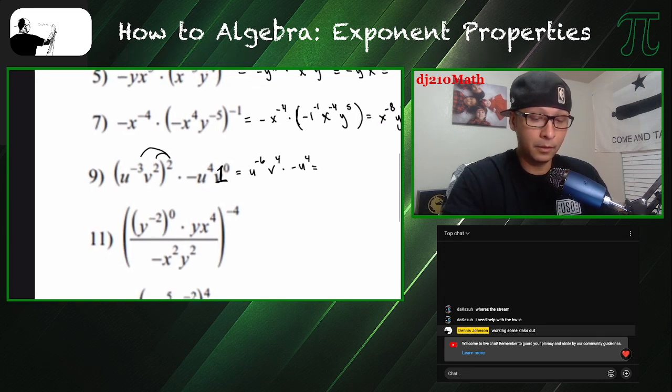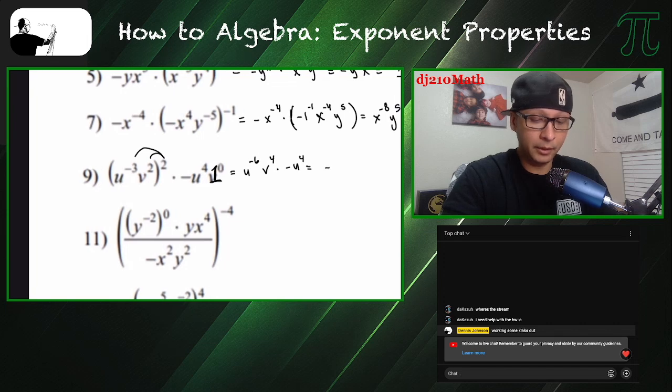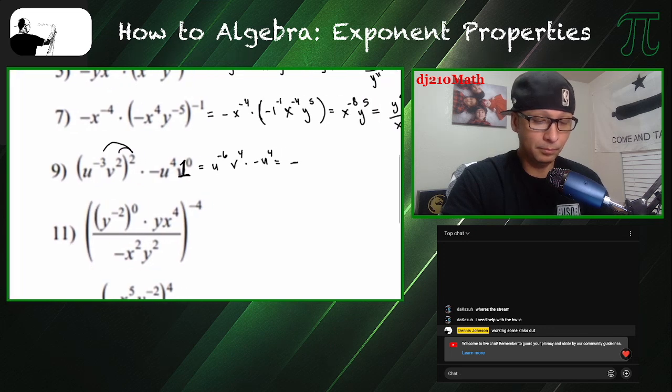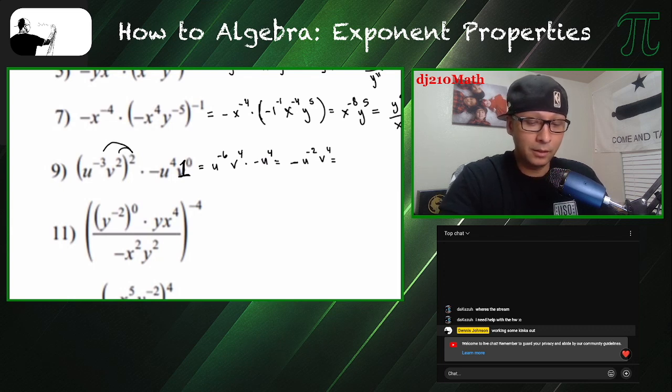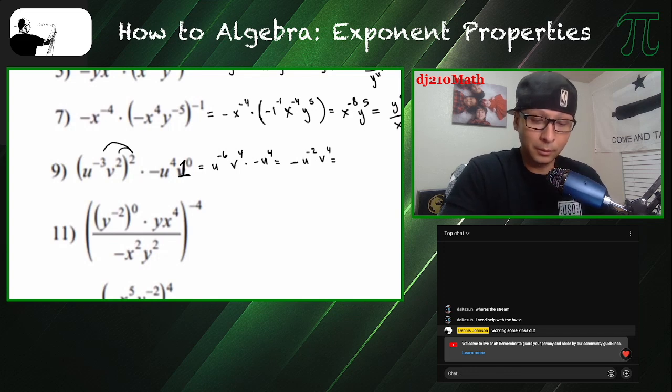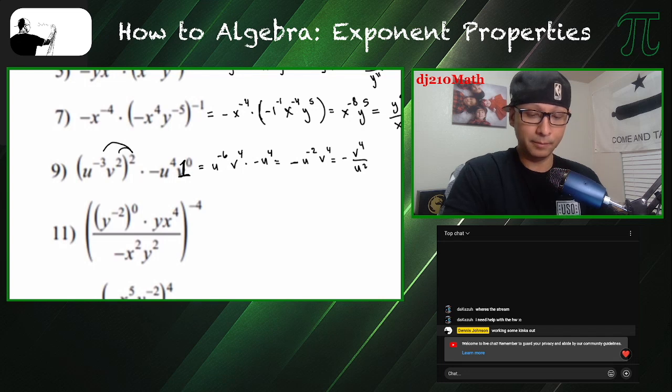So negative, right, because there's one negative term. So negative u. We're going to add the exponents: negative 6 plus 4 is negative 2. v to the 4th. All right, there's only one term with the negative exponent, the u. So we're going to have negative v to the 4th in the numerator over u squared.